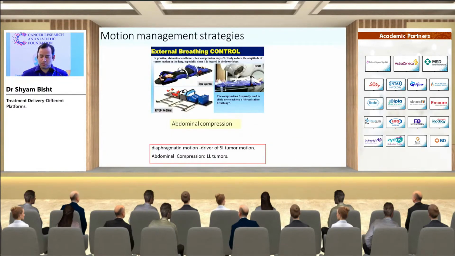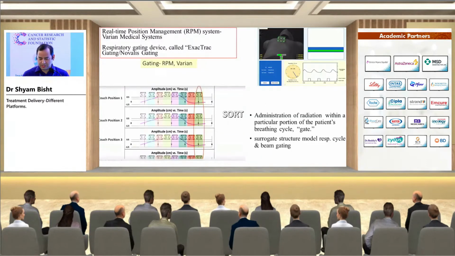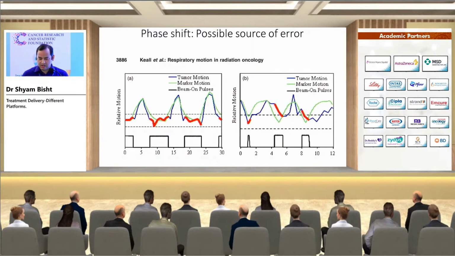Abdominal compression can be used in any of these except Cyberknife. And the RPM Exatrack is used in the Varian system, which, as discussed previously, uses the 4D CT, and there is an administration of radiation within a particular phase that is called the gate. I will not be going into detail on this.